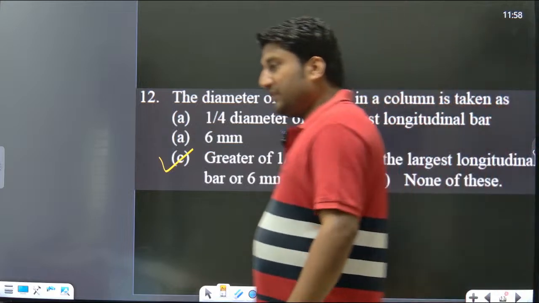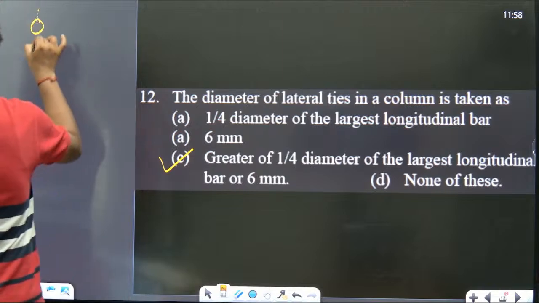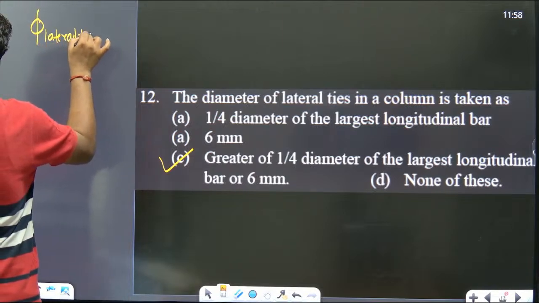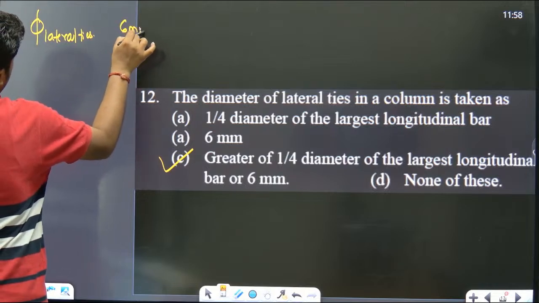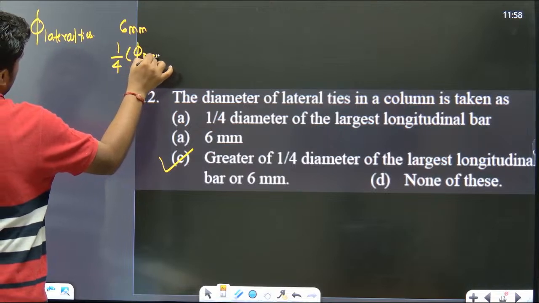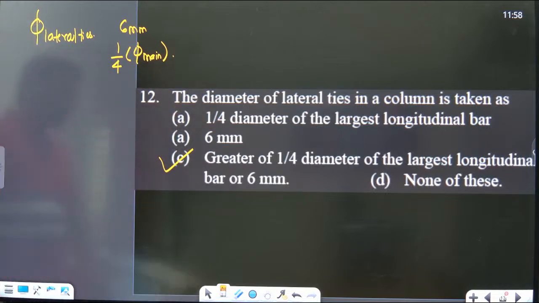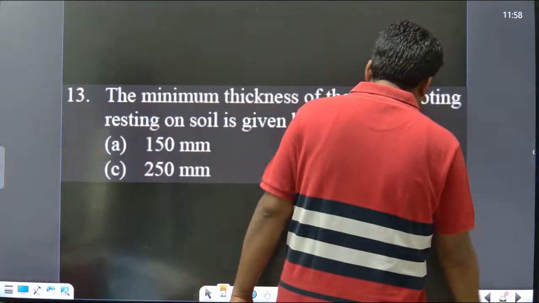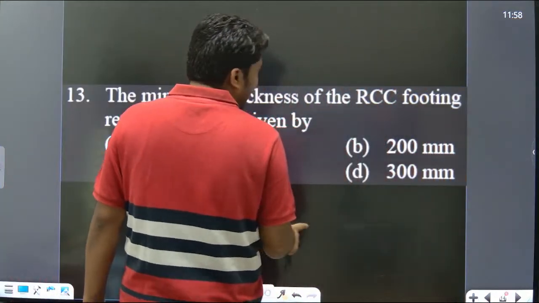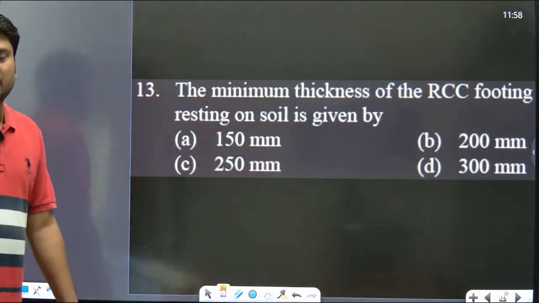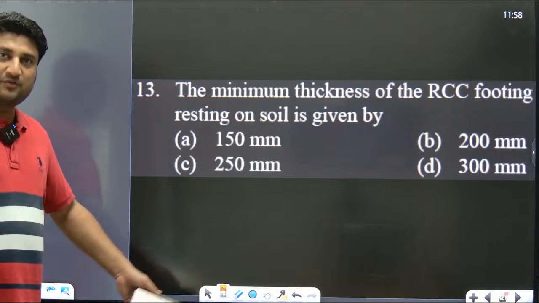Okay, so the diameter of lateral ties shall not be less than 6 mm or 1/4 times of the diameter of main bar, the largest longitudinal bar or 6 mm. Understood everyone? Moving ahead, next question. I have tried to cover all the aspects of the column so that you will get each and every question from these questions only.